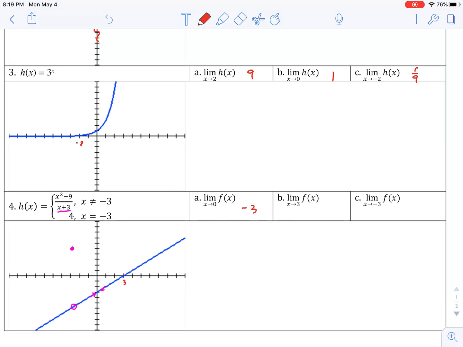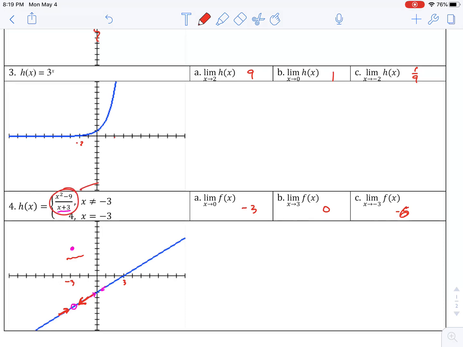The limit as x approaches 3 looks like it is 0. And then the limit as x approaches negative 3. Some of you might say, oh, it's 4, but it's not 4, because we want to study what is happening as x approaches negative 3. Looking at our graph, it looks as though it is approaching negative 5. Sorry, it should be negative 6. I apologize.